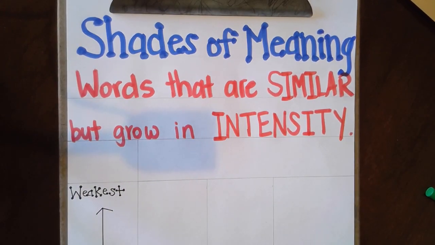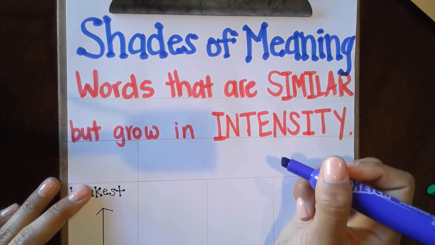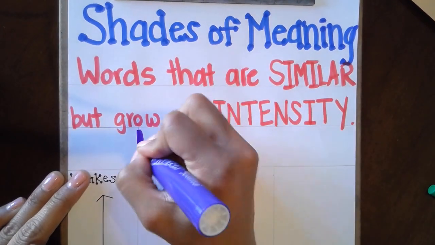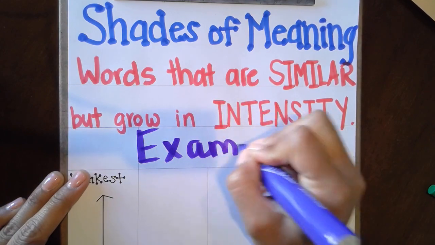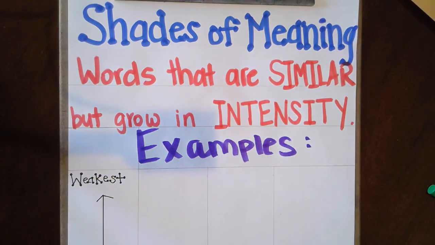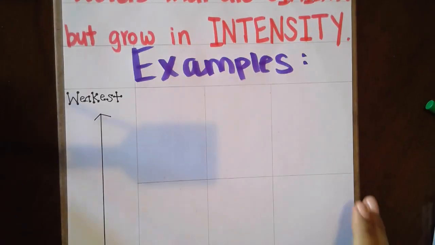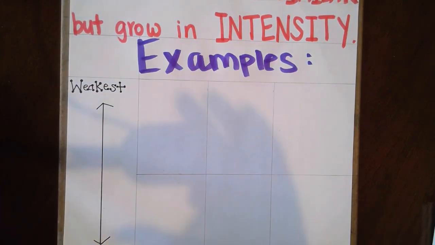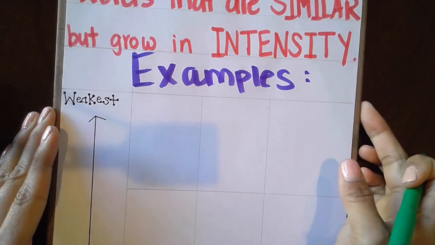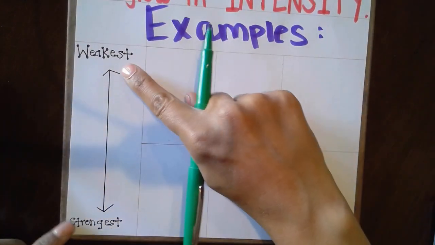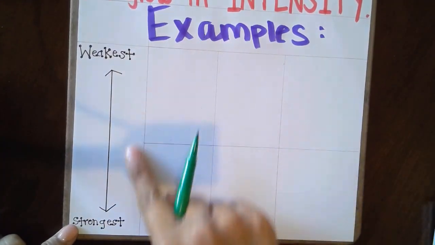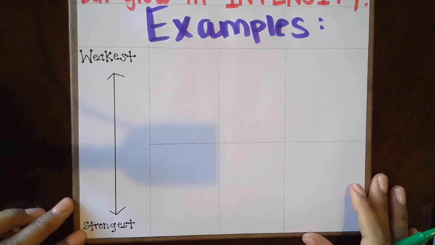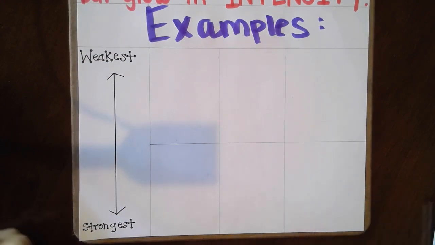Let's go over some examples of shades of meaning. So here we're going to write examples. Okay, I'm going to move the camera down just a bit. So let's think of some examples of shades of meaning, let's do adjectives first. So from here you can see on our anchor chart, I have an arrow pointing from weakest to strongest. So let's think of some adjectives that get more intense as we describe them.